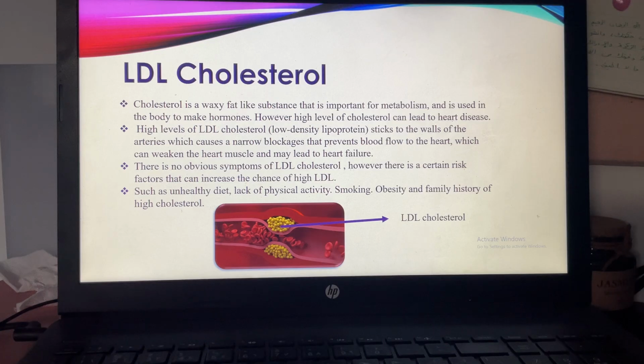There are no clear symptoms for the LDL cholesterol. This is why it's important to keep checking with the doctor, because there are no clear symptoms. However, there are risk factors that include poor diet, if we don't exercise, if we smoke, if we have obesity, or if we have a family history of high cholesterol. All of these risks can lead us to high LDL cholesterol.